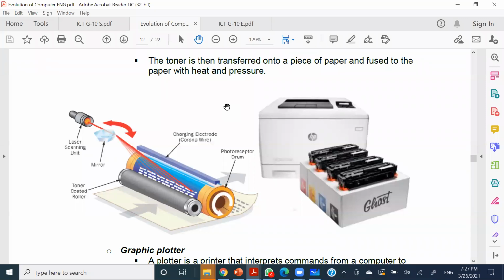Then inside a laser printer there are two components. One is called the drum, the other one is called the toner, right?